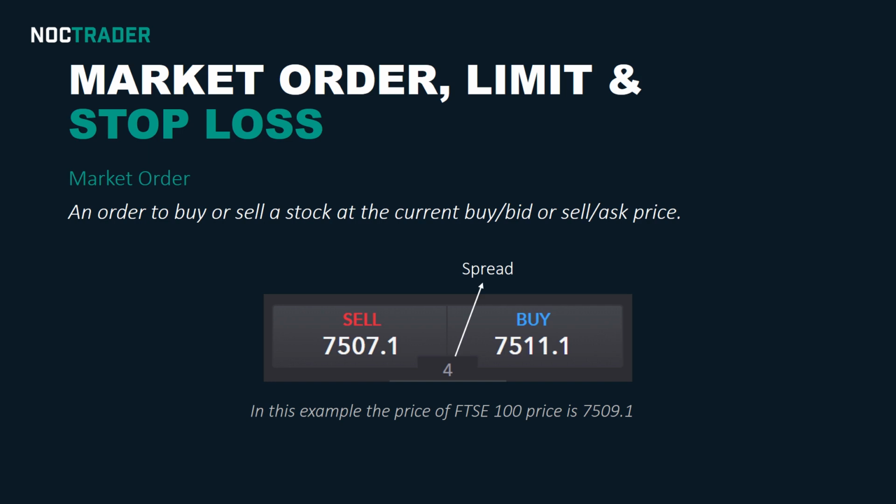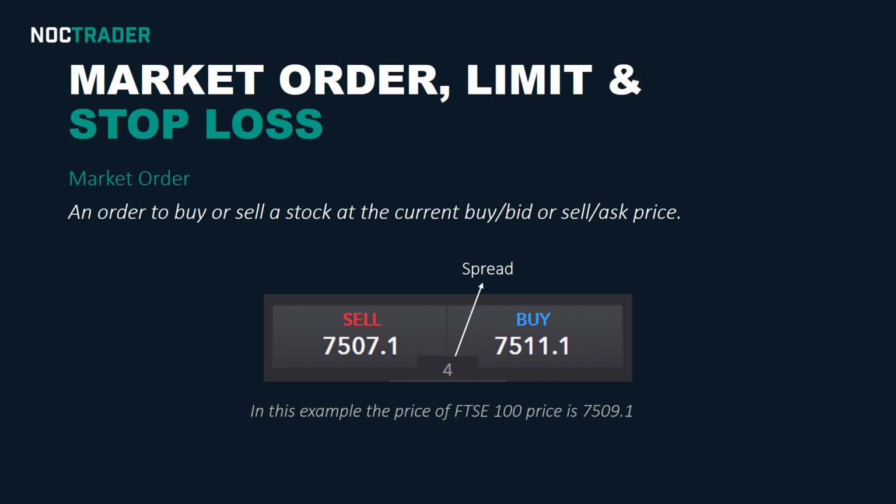Now, in the example below, FTSE 100's price is 7509.1, so that's the current price at the time that I took that screenshot. Now, the 4 in the middle is the spread. So the spread is the difference between the buy and the sell price. So if I was to buy FTSE, it'll be 2 points above the current price, and if I was to sell, it'll be 2 points below.